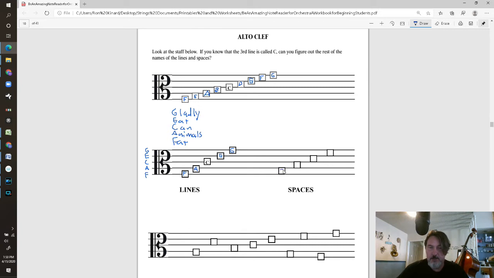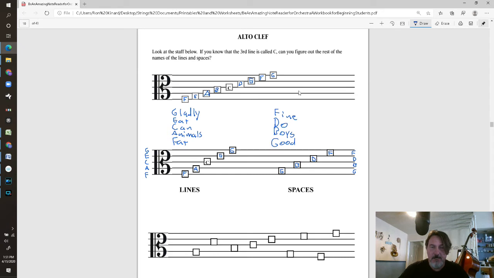So now let's look at our spaces. So our spaces were G, skip A, B, skip C, to a D, and I know that's a C because it's the third line, and once again, that third line in the middle of the alto clef is always C. So D, skip E, and we have an F. So our spaces are G, B, D, F. So I learned that as good boys do fine. But you could also say good burgers deserve fries, or any of a number of things that you might make up. Just make sure if you make one up, it is school appropriate, guys.